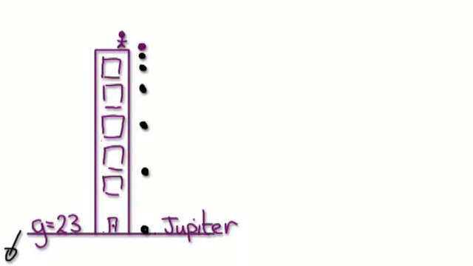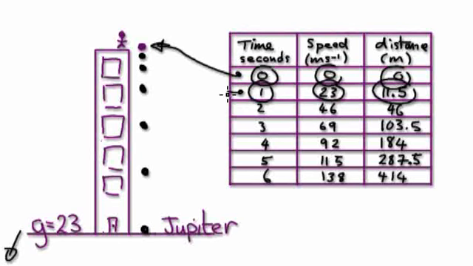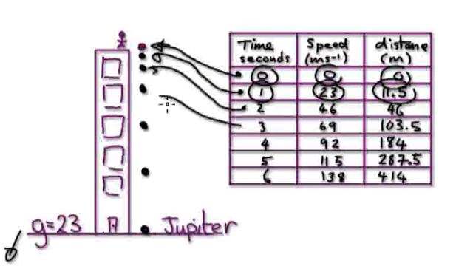Okay, so the answer should be this. So when time equals 0, the speed is 0 and the distance covered will be 0. So this bit here is here. Okay. When time equals 1, so this is after 1 second, the speed is 23, the distance covered will be 11.5. So that will be here, and this will be here, and this will be here.